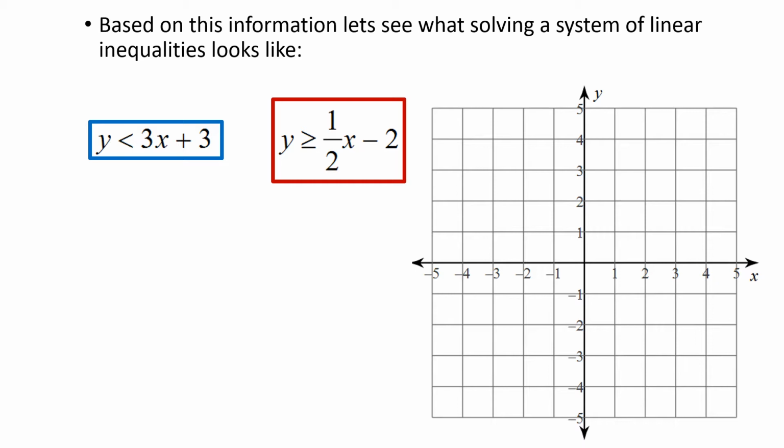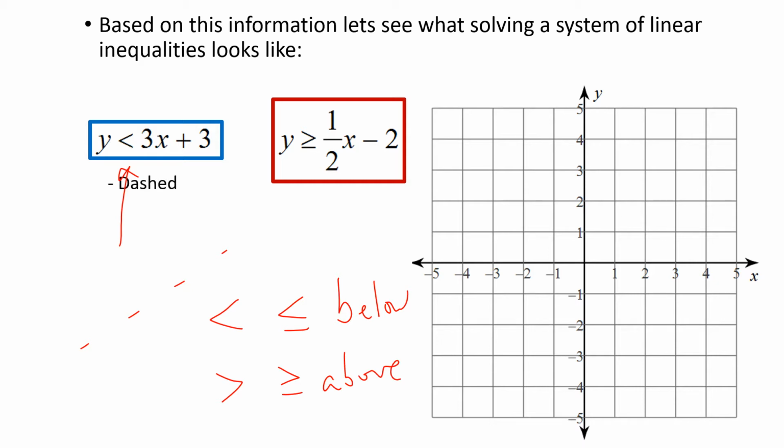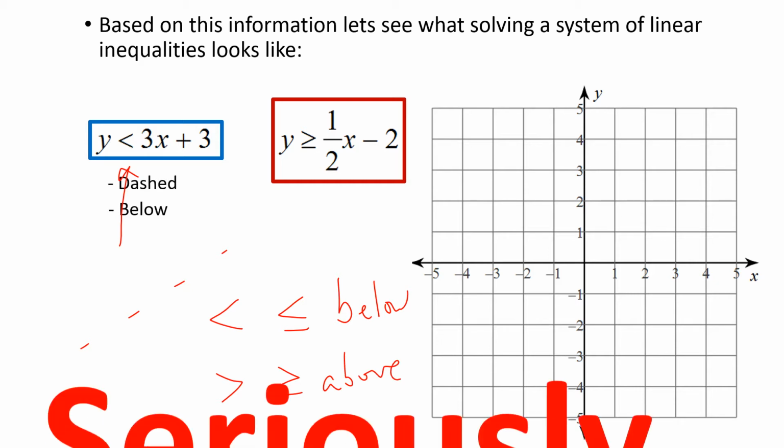So we graph each line. Okay? And just remember that this means dashed line. So if you have a less than or a greater than, those are dashed. The less than means below. So both less than and less than or equal to are going to shade below, and both the greater than and the greater than or equal to are going to be above. So we graph each of the lines.